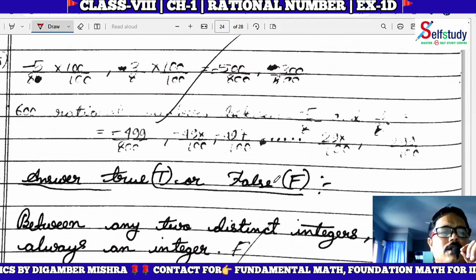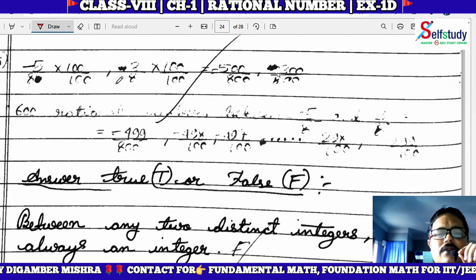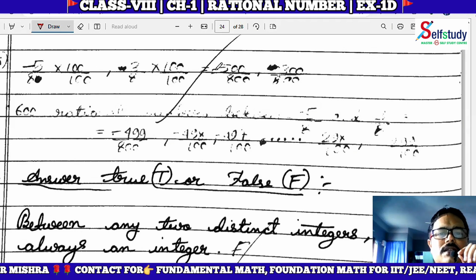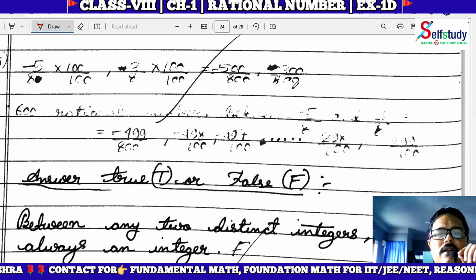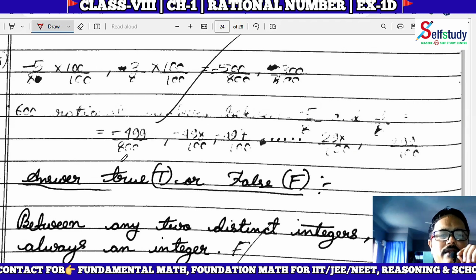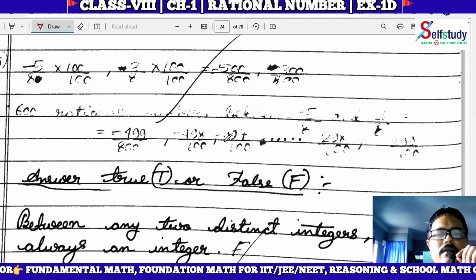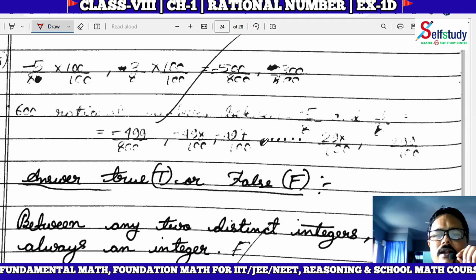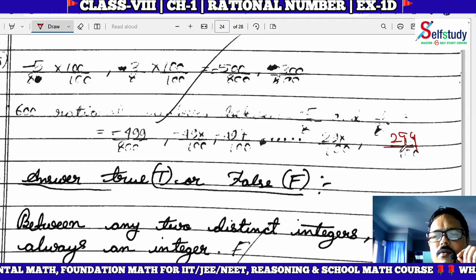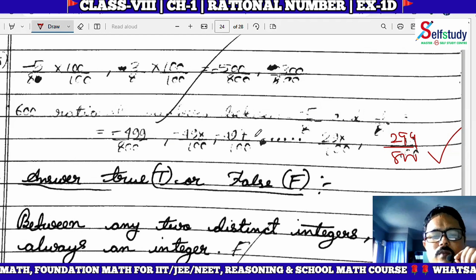Next. Similarly, to write 600 numbers, you can multiply it by 100 by 100. So it has come minus 500 by 800 and 300 by 800, and you can start from minus 499 by 800, minus 498 by 800, minus 497 by 800, and so on, and you will reach till 299 upon 800. So I hope that this is clear.